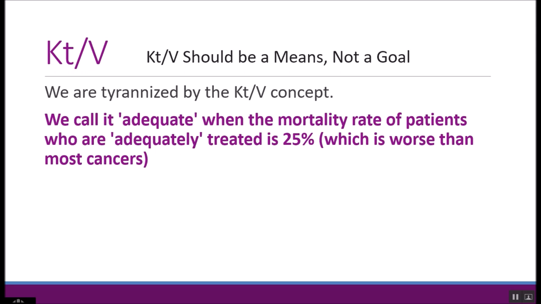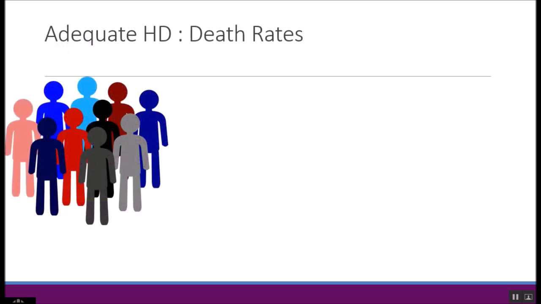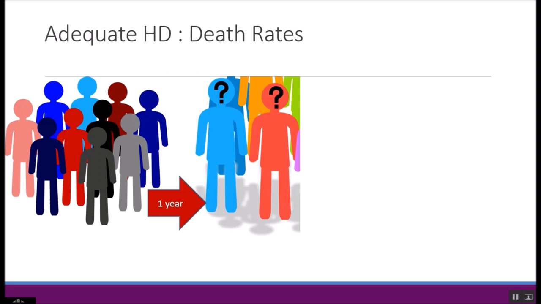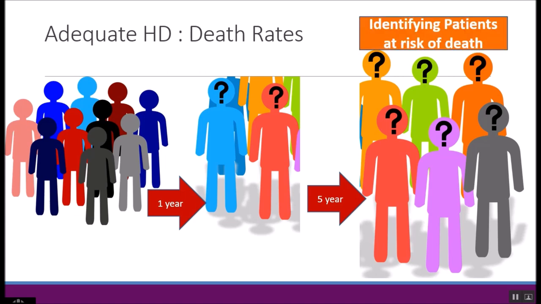We call it adequate when the mortality rate of patients who are adequately treated is 25%, which is worse than most cancers. So optimum hemodialysis is a moving target to improve the current mortality rate in patients on dialysis. With adequate hemodialysis, within 1 year, you will lose at least 20% of your patients. And by 5 years, almost 60% will die. Identifying patients at more risk with comorbidities will improve survival.